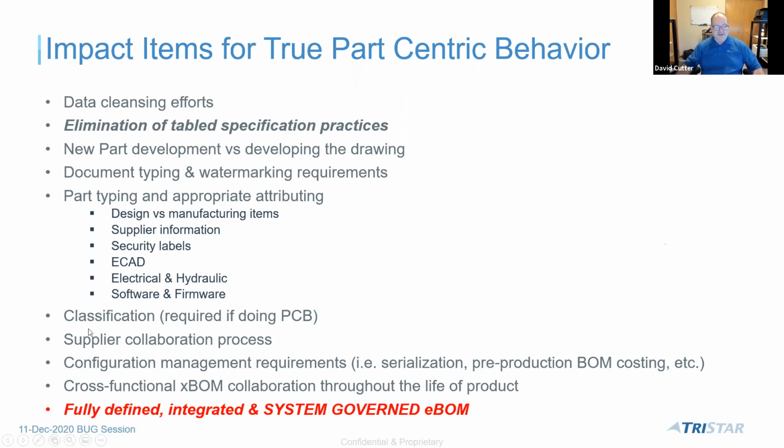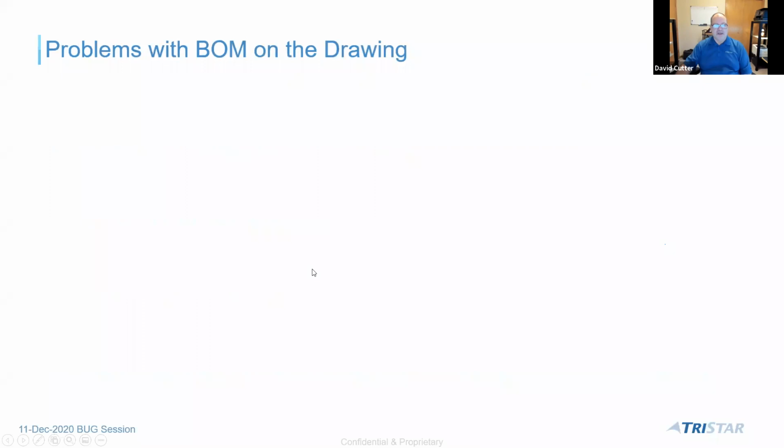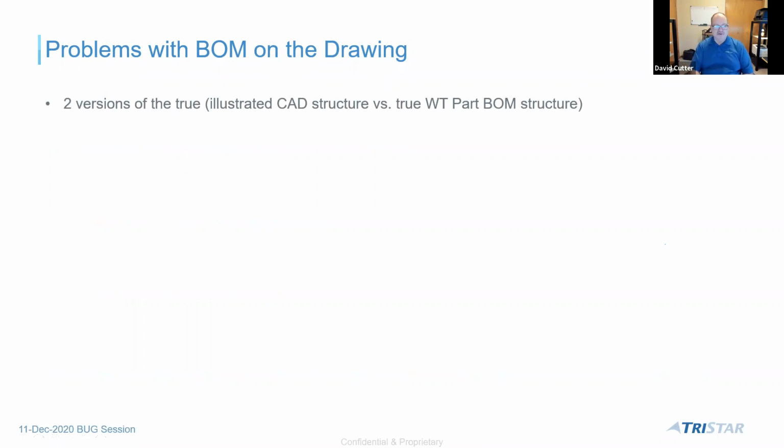You can then look at classification, especially if you're doing electronics, supplier collaboration process. The big thing here is that once you achieve this, you have the ability then to fully have a defined, integrated, system-governed EBOM. When you have document-centric, you can't really achieve that. So, problems with the BoM on the drawing. Well, in reality, whoever you're giving the drawing to thinks that that is the truth. Okay, but in Windchill, the drawing isn't the truth, it's the part that's the truth. So making sure that how we communicate in an organization about the truth is paramount.